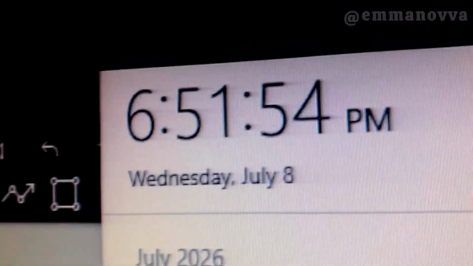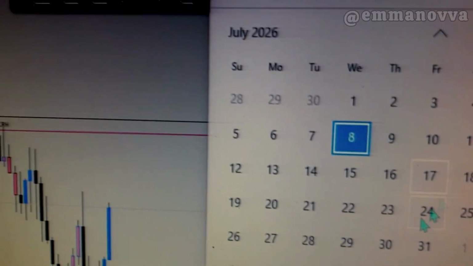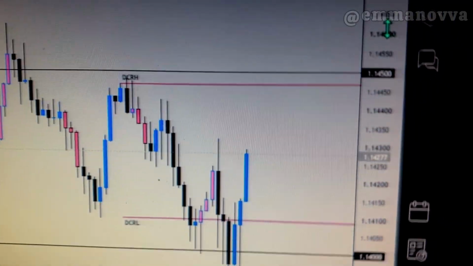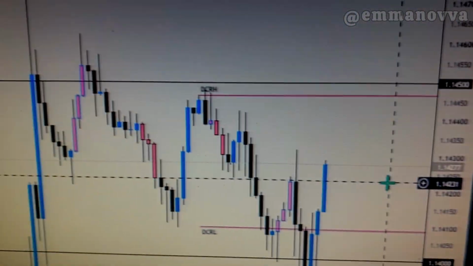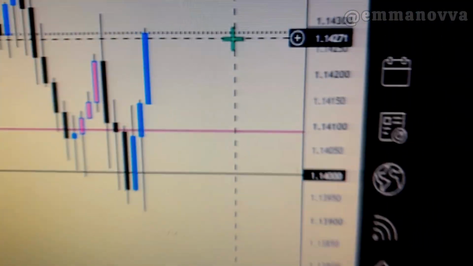It is 6:51 p.m. in the evening, Wednesday, July 8th, and yeah, come on, it's time for analysis for tomorrow, Thursday. It's time for analysis, and this is what I'm currently watching. This pair is Euro USD. Okay, this is Euro USD on the 2 hour time frame.